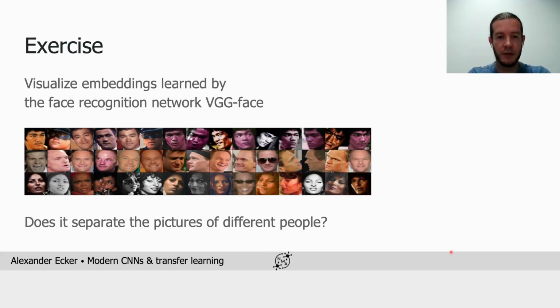So in the exercise, we want to visualize some embeddings learned by a face recognition network, VGG face. That's our VGG network that we've learned about earlier today, trained on a face database using the triplet loss we just saw. And we will look at how it separates the images of different people in this embedding space.